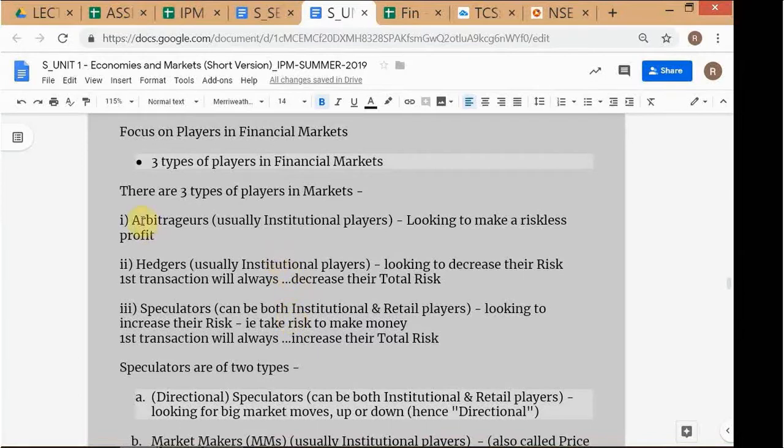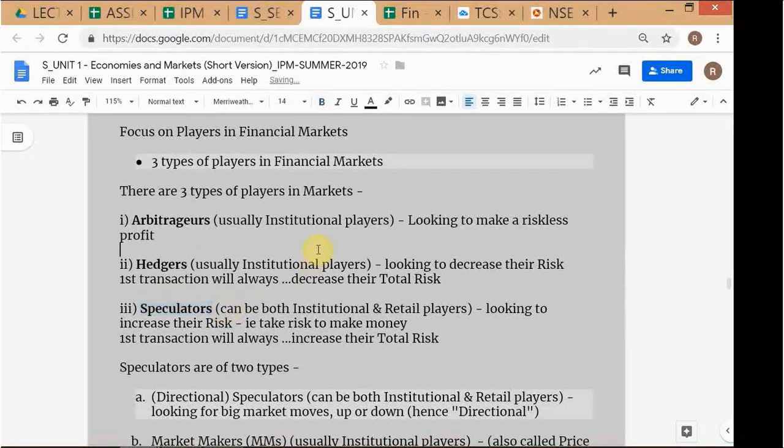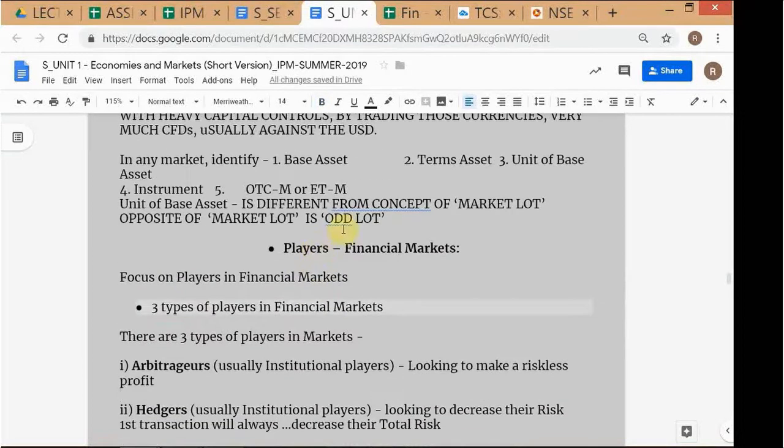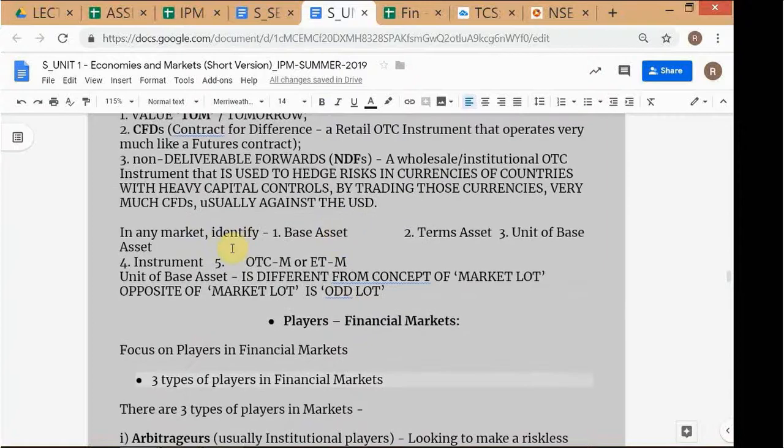So the unit of base asset is actually a quoting convention. For example, it is one share in US markets. Yes. But in the market, you notice that it will only be dealt in multiples of 100 shares. So that's why I said that when you're studying any market from the perspective of understanding the quoting conventions, understanding the context, these are the things you have to be aware of.